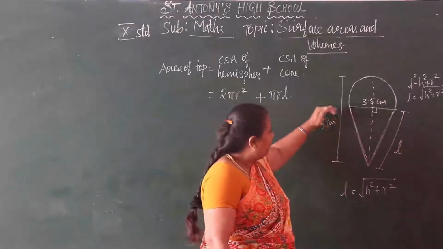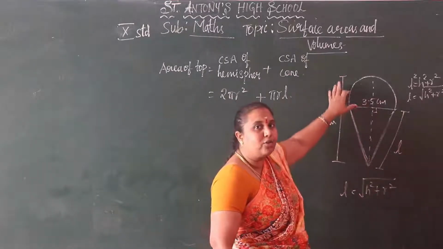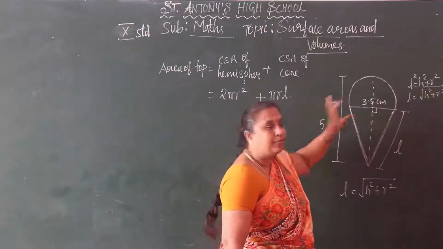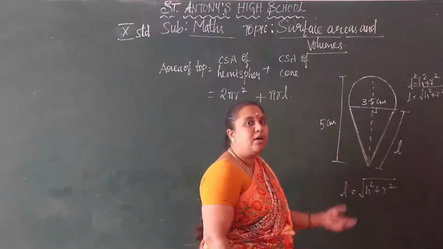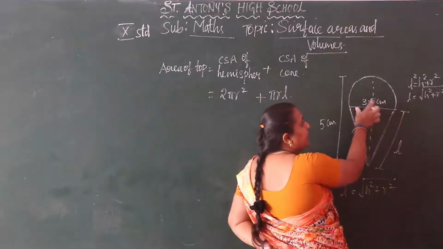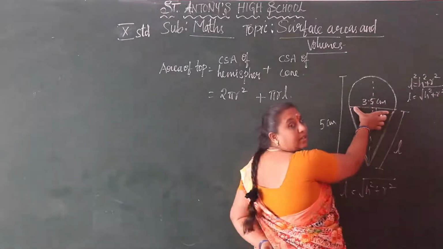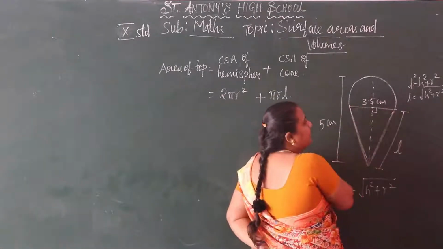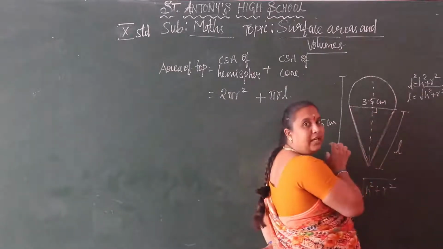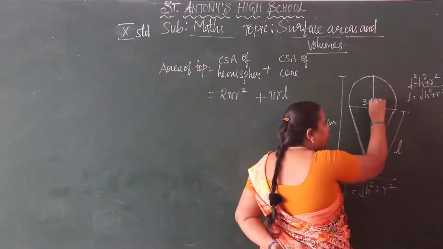Here we have the total height of the top. From this we have to find the height of the cone. How to find it? The diameter of the hemisphere is 3.5 centimeter. From this we get the radius of the hemisphere, and this is also the radius of the cone.